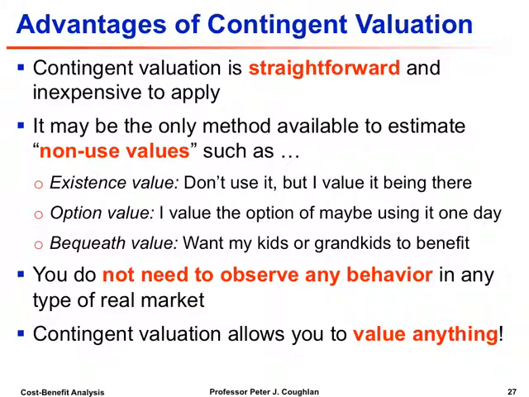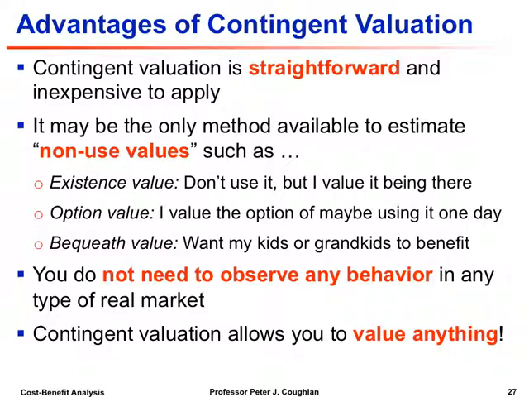Option value. Well, I've been meaning to go to Yosemite for a while. I went there when I was 3, but I don't really remember that. And so I value the option of being able to use it maybe one day. But right now, my value of Yosemite is not reflected in any market valuation because I'm not currently paying to go to Yosemite. And so therefore, how would you measure it? Well, with contingent valuation, you measure it.